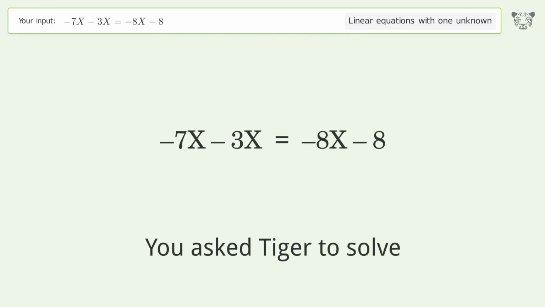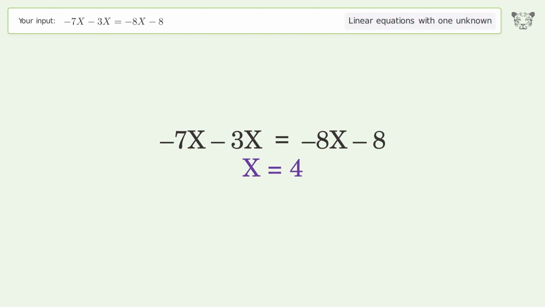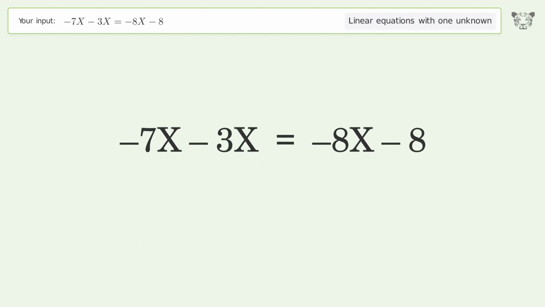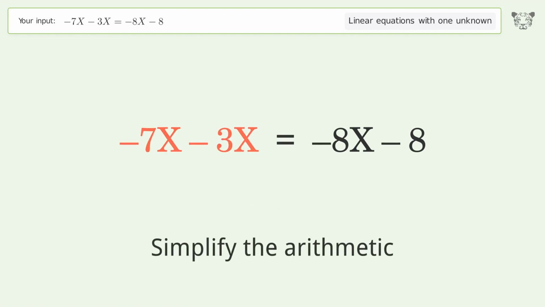You ask Tiger to solve. This deals with linear equations with one unknown. The final result is x equals 4. Let's solve it step by step. Simplify the expression. Simplify the arithmetic.